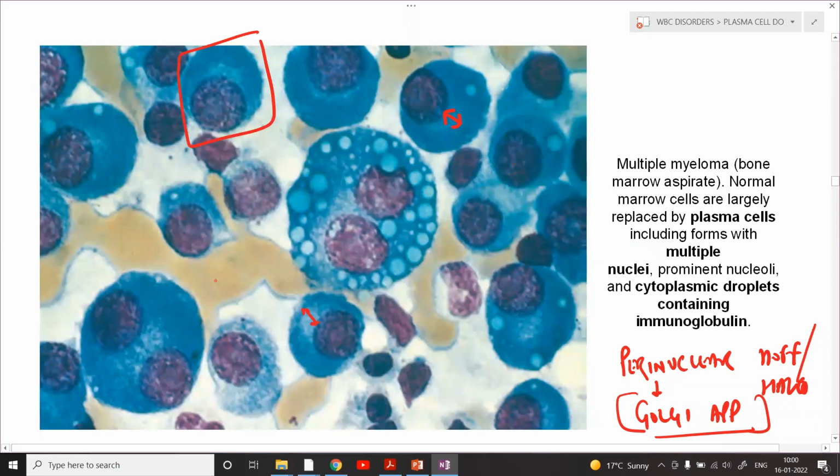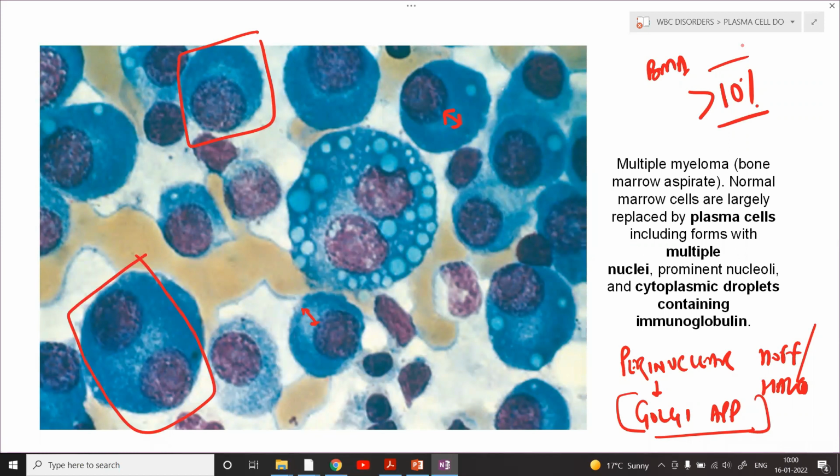Now, what we can also appreciate is that there are certain multinucleated forms. Yes or no? Everyone will appreciate this. So this is the bone marrow, and clearly from this picture, we can also say that the percentage of plasma cells is more than 10% over here. Yes or no? So this was the first criterion for the diagnosis of plasma cell myeloma, as we can appreciate. Now we can see that there are certain multinucleated bizarre forms.